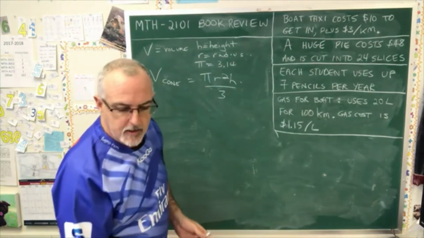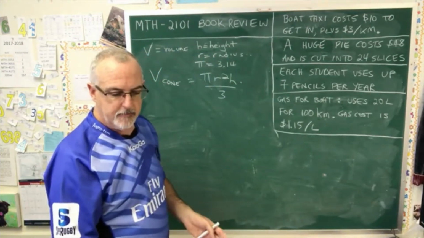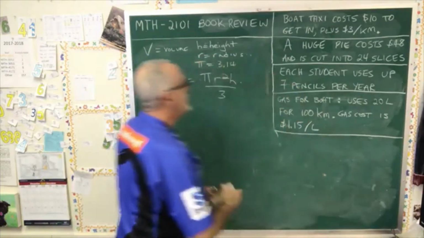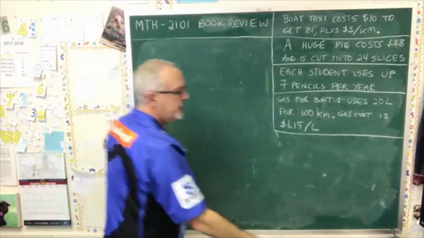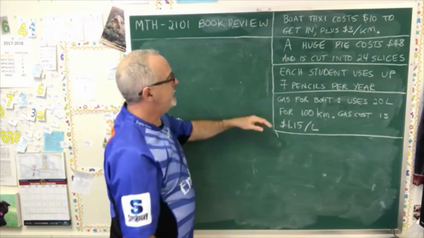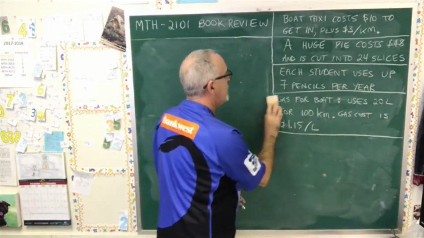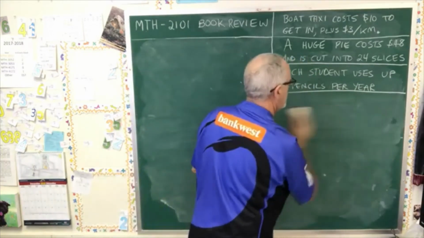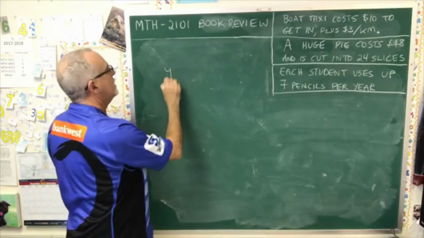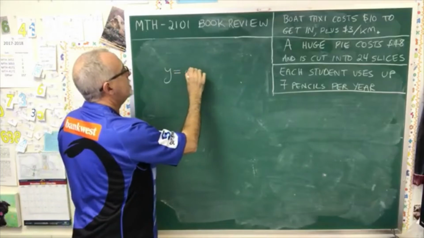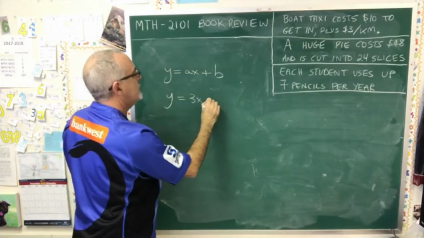Last things to talk about are the three types of model that the focus of this book is on. And we have all three of them here. I'll get rid of the gas consumption example for now. We'll just look at the top three here. Reminder, the boat taxi is an algebraic model in y equals ax plus b form. Y is equal to 3x plus 10.